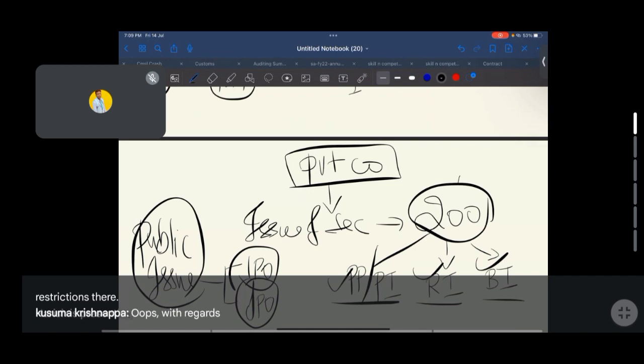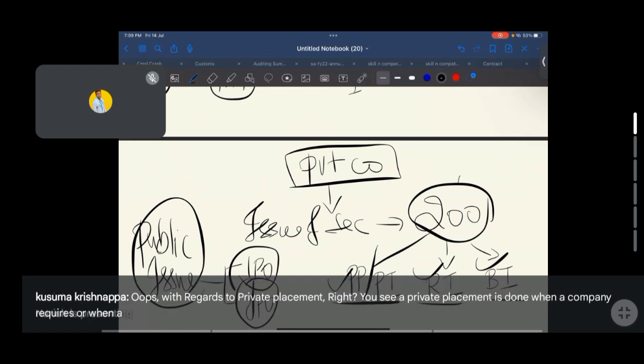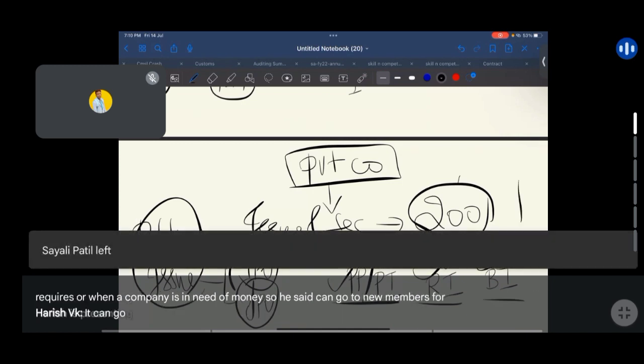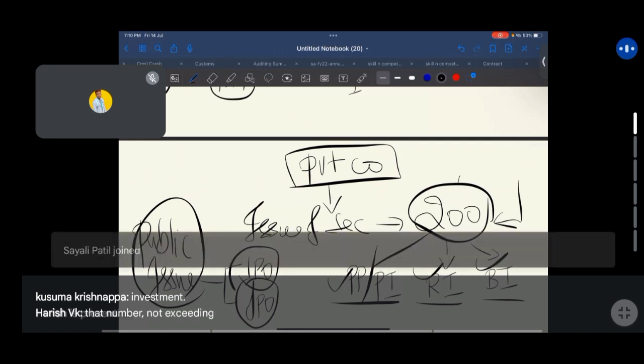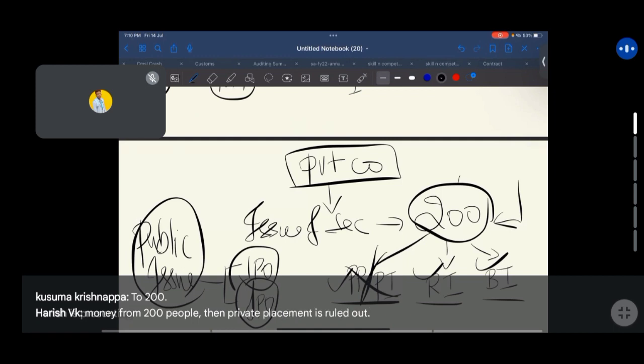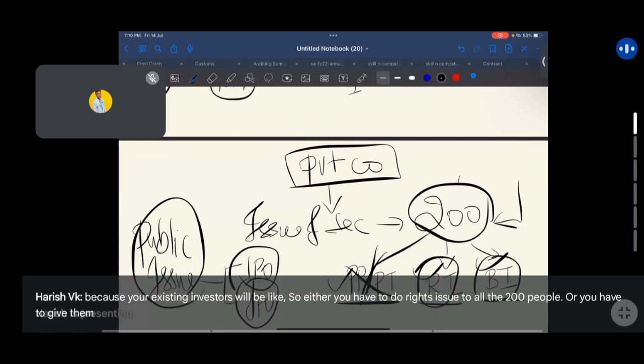So with regards to private placement, right? You say a private placement is done when a company requires or is in need of money. So you said it can go to new members. It can go to new members subject to that number not exceeding 200. So if I've already taken money from 200 people, then private placement is ruled out. Pretty much. Because your existing investors will be like, "Arey, aur kitna paisa lega main?" De diya na. So either you have to do rights issue to all the 200 people, or you have to give them free shares, which is not going to fetch you any money at all. So bonus issue is also ruled out technically.